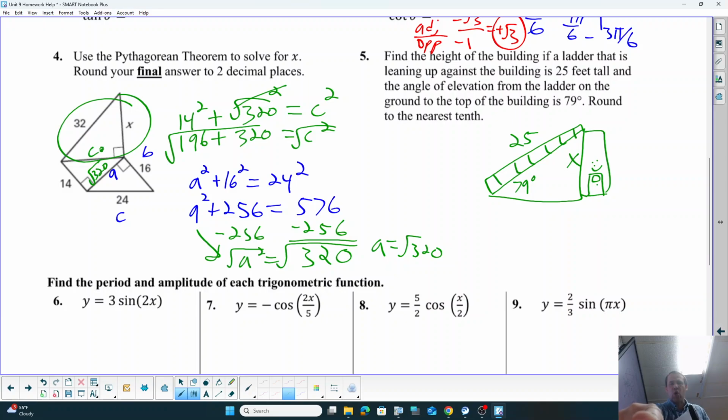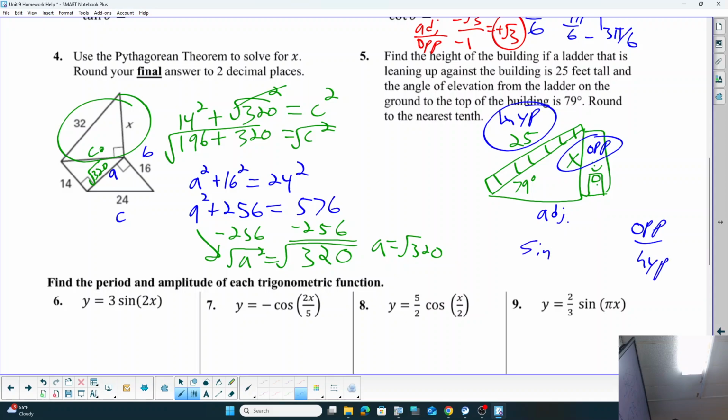Sine, opposite upon, where's the cosine? Where's the tangent? Remember, gotta label it. Label your triangle. So this is going to be the opposite side. We don't have the adjacent to 79 degrees, but we do have the hypotenuse. So what is opposite and hypotenuse? So opposite over hypotenuse is, remember, it's sine. So we go sine of 79 degrees is equal to opposite x over hypotenuse 25.